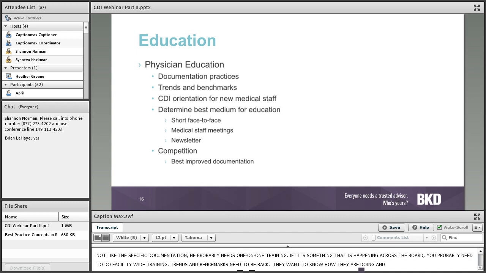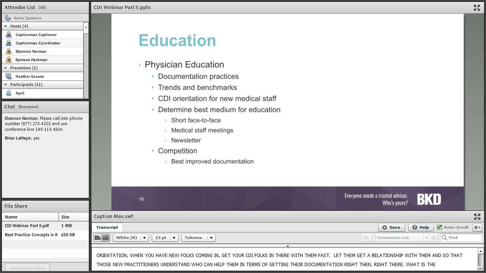Documentation practices. If Dr. Smith does not like to be specific in his documentation, he probably needs some one-on-one training. If it's something that's happening across the board, you probably need to do facility-wide training. Trends and benchmarks: physicians need feedback. They want to know how they're doing and how they can improve.